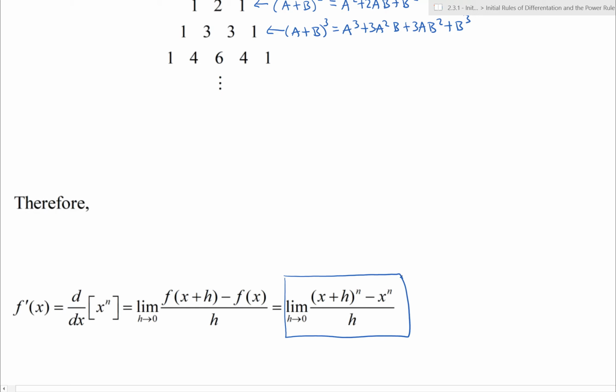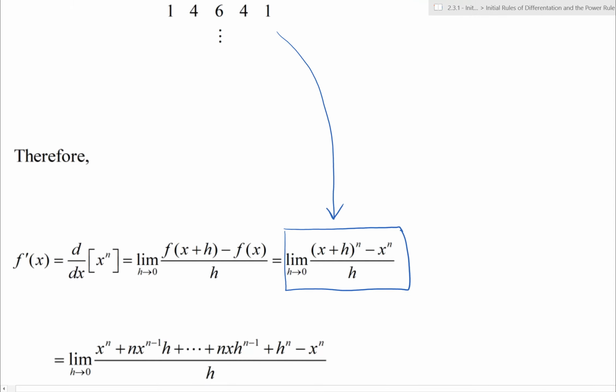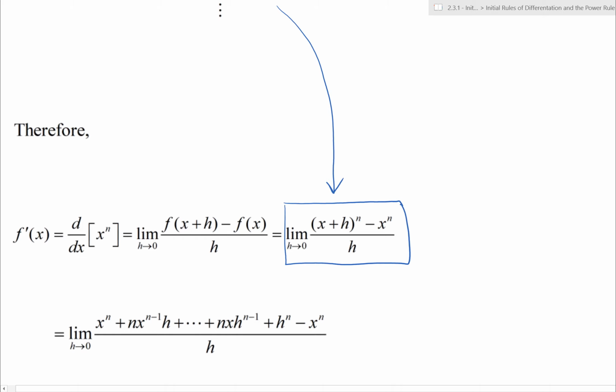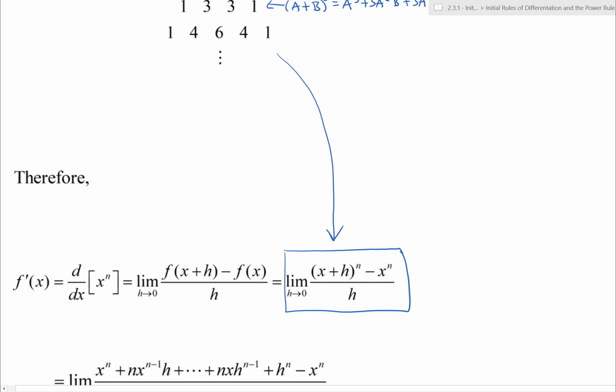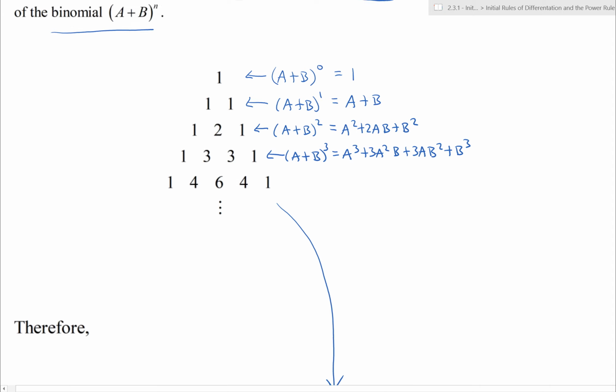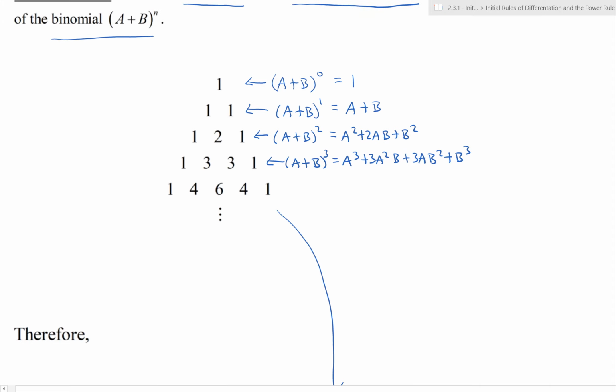So now that we have Pascal's triangle as a refresher, we can apply this to (x plus h) to the n power. So instead of having (a plus b) to the n power, it is just (x plus h) to the n power here. Now, when I do that, notice the pattern up here with the coefficients.